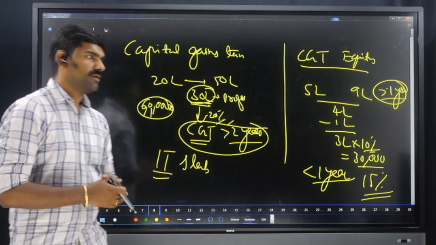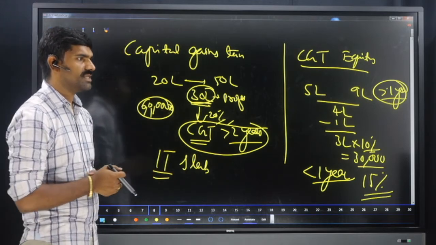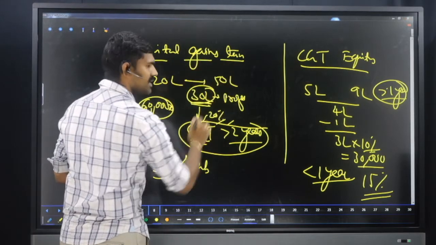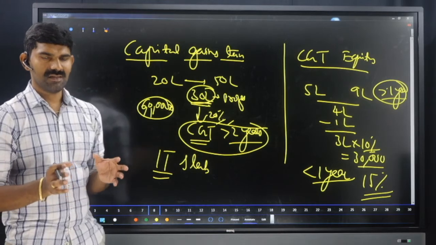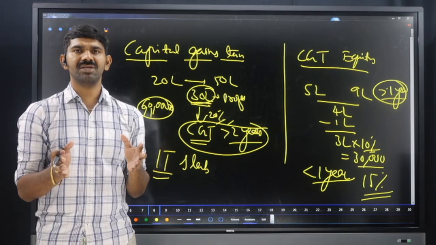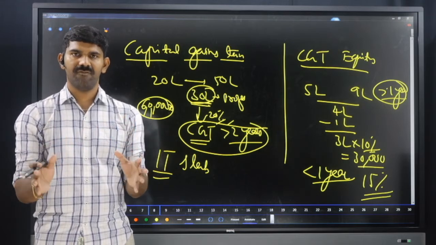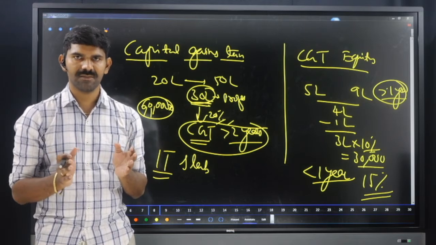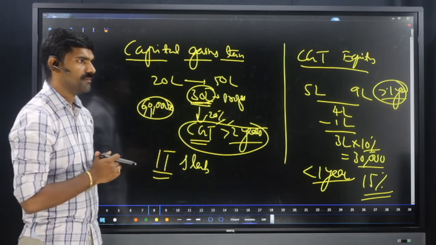Fine. Here I'm explaining once again these two things. First one, capital gains tax. Capital means some sort of investment. Here we are not specifically mentioning anything, so it is a physical investment: land, property, plot, all these things. Real estate kind of investments, right?